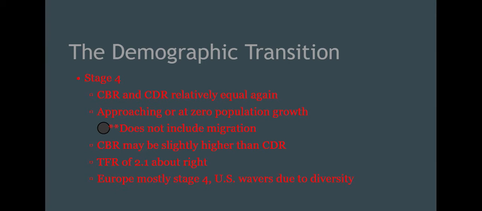So your countries like Italy, Germany, Greece, France, the United Kingdom, these are either in stage 4 now or have moved through stage 4. It says the U.S. waivers due to diversity. What that means is the U.S. is still in stage 3 right now because some mothers of certain cultural backgrounds are having only 1 to 2 kids, whereas other mothers of different cultural backgrounds are having 3 to 4 children.